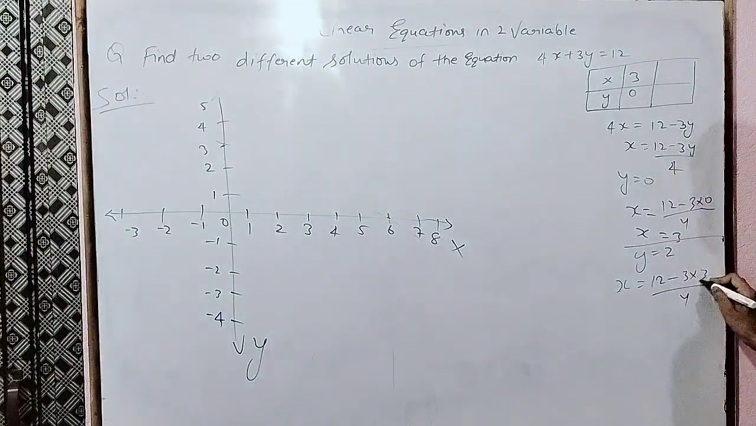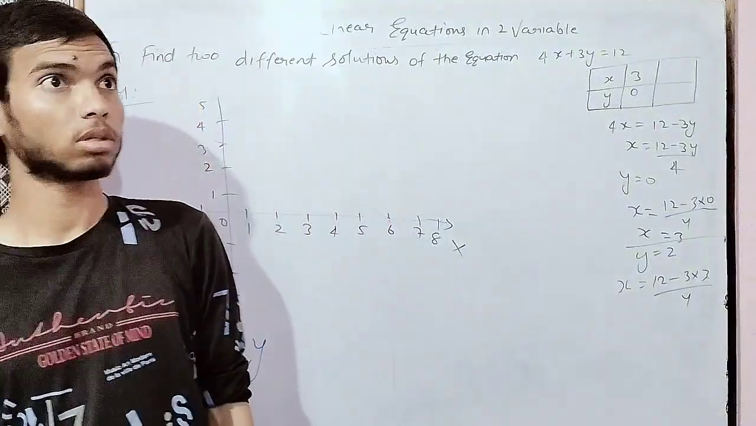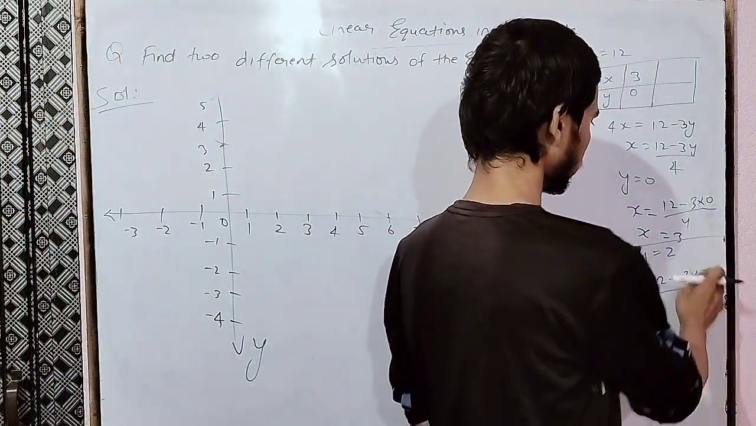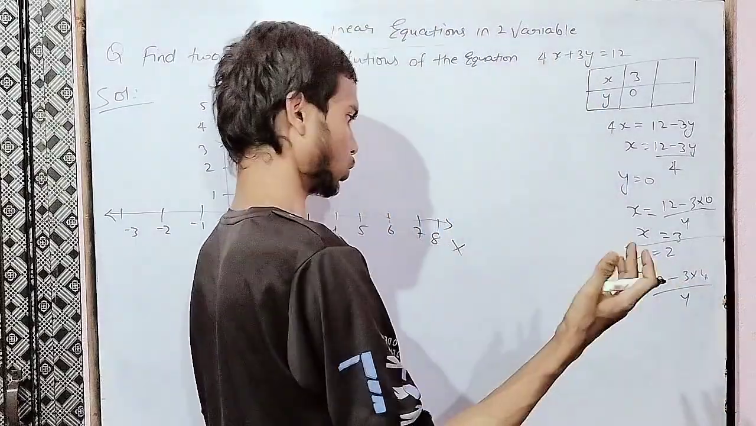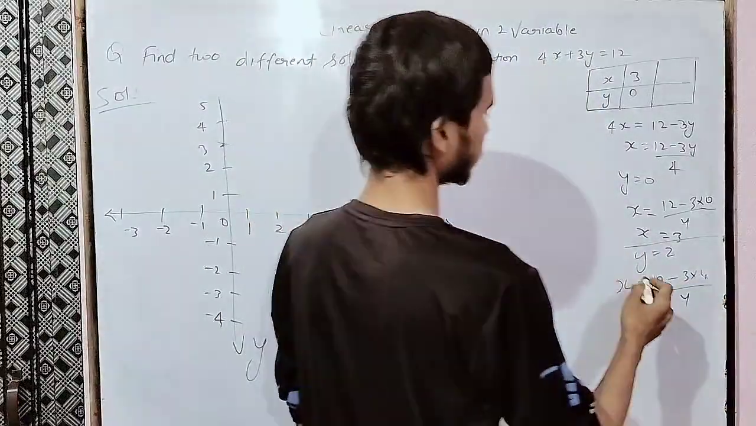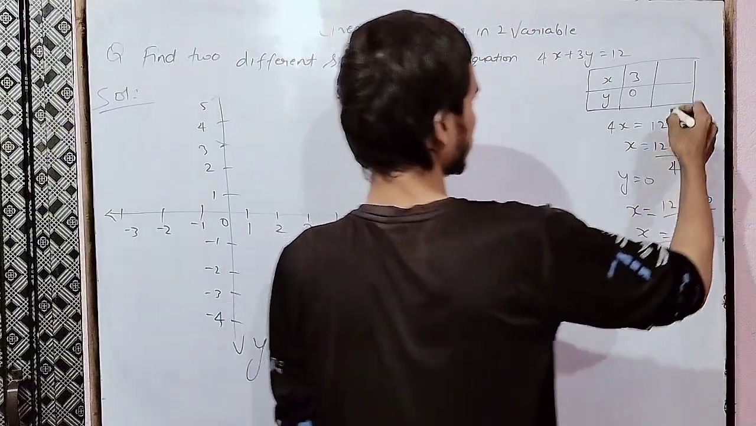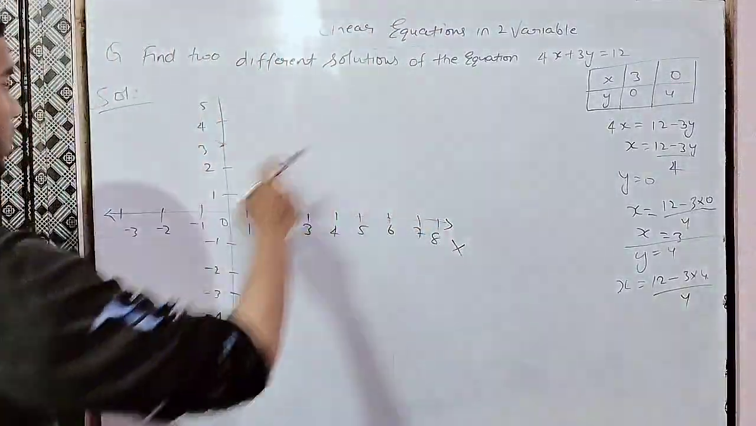No, 3. What about 3? 3 times 3 is 9. So 12 minus 9, 3 upon 4 is again a fraction. What about 4? 4 times 3 is 12. So yes, it is giving 0 in place of x. So y is 4, then x will become 0. Okay, we can plot these coordinates on this graph.